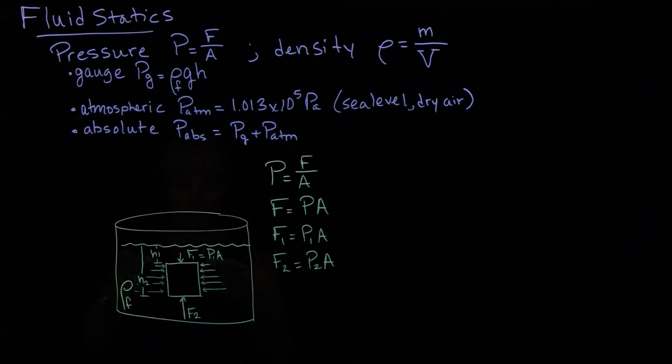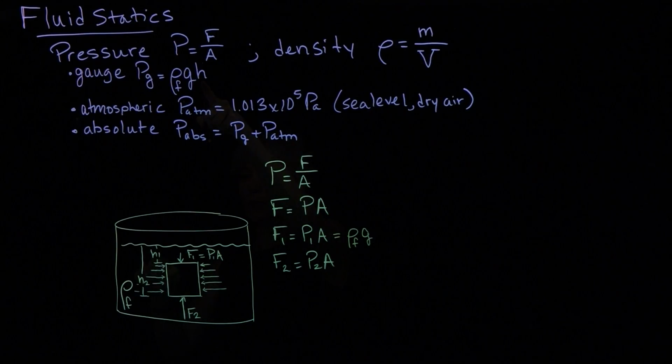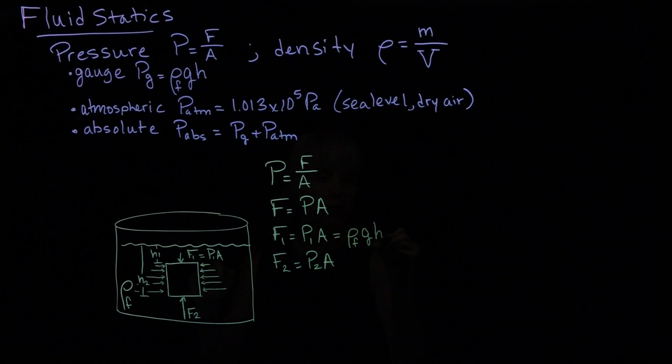These forces will all cancel on the sides of the object, but notice that the forces top and bottom will not be canceling. So pressure P1 is a gauge pressure, so I can write the gauge pressure as the density of the fluid times the acceleration due to Earth's gravity times how deeply the point is submerged. The top of the surface is H1 below the surface times the area. And F2, the force felt on the bottom of the object, is P2. That's a gauge pressure as well. P2 is the density of the fluid, acceleration due to Earth's gravity, times H2, times the area.